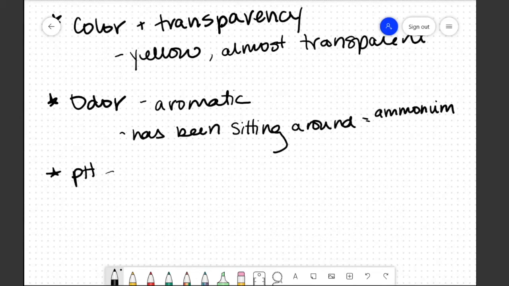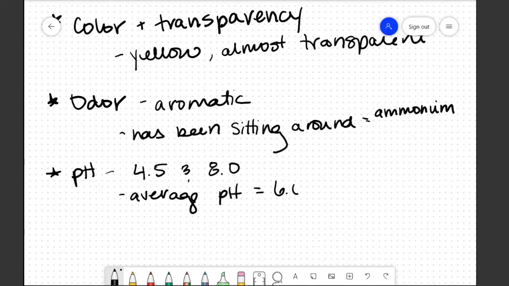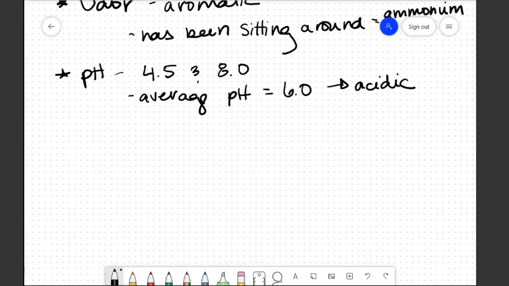The pH of urine should be between 4.5 and 8.0. So it should be somewhere more on the slightly acidic side, between 4.5 and 7, with a slight variation from 7 to 8 on the basic side. If that's the range, the average pH is going to be around 6.0. So that means it should be acidic. There should be an acidic nature to your urine.